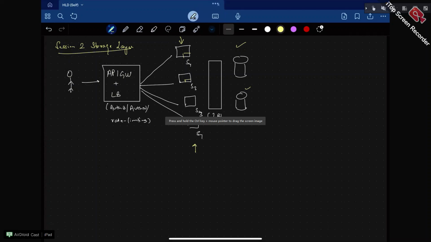Okay, yes, Varun, you were telling about why do we... So my question to you was, why do we have a separate storage layer when we do have an application server layer database?